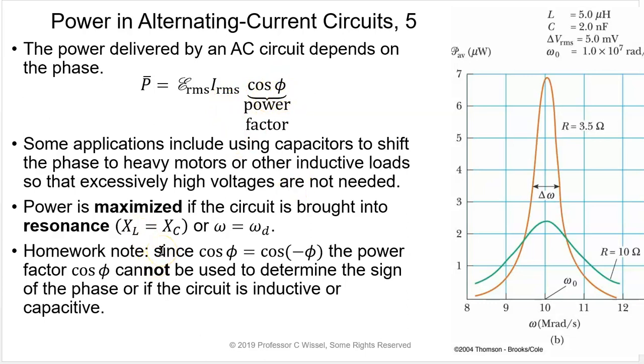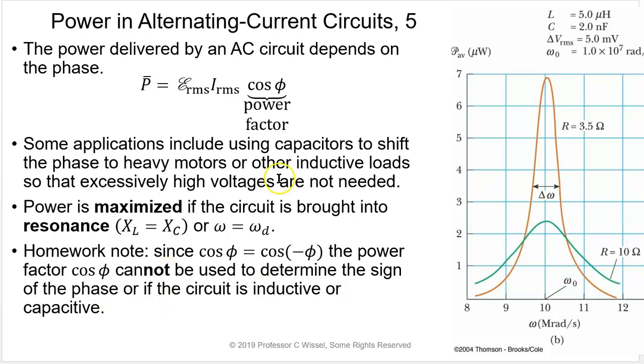Some applications include using capacitors to shift the phase to heavy motors or other inductive loads so that excessively high voltages are not needed. Power is maximized if the current is brought into resonance. In other words, XL equals XC, or omega equals omega D.